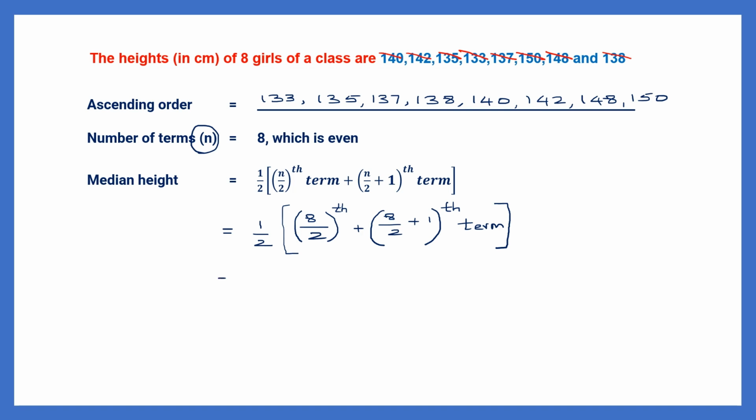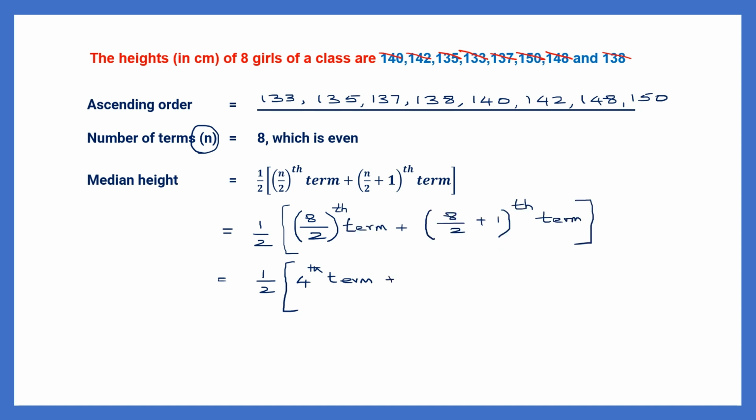So let's do that again. Here we have 1 by 2 into, 8 divided by 2 is 4. That means the fourth term here, plus 8 by 2 is 4, 4 plus 1 is 5, the fifth term.